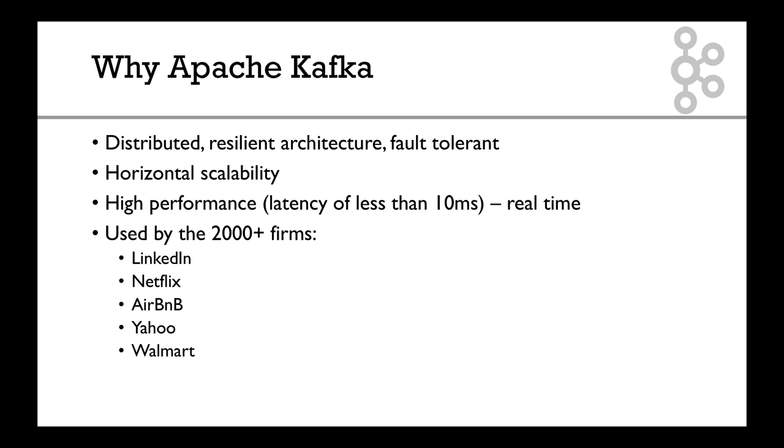So Apache Kafka, on top of decoupling, does a little bit more. It is distributed, with a resilient architecture, and fault tolerant. That's because you have many servers. There's also something called horizontal scalability. That word basically means that you can add servers and your system will scale as you add servers. It's also really high performance. Some latency is observed to be less than 10 milliseconds, so it's pretty much real time.